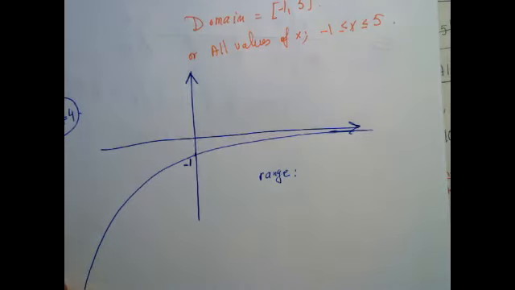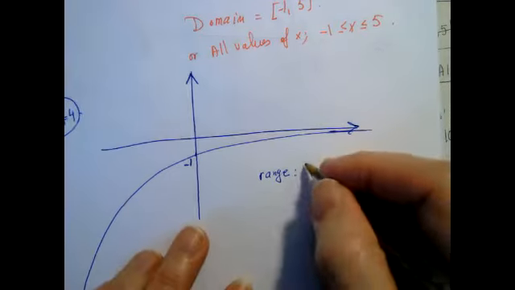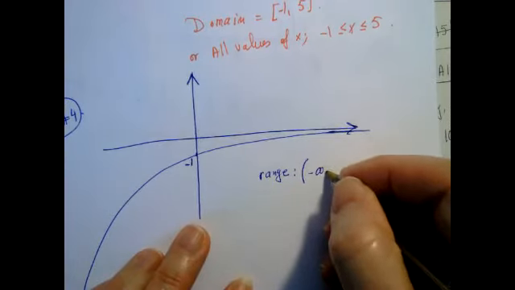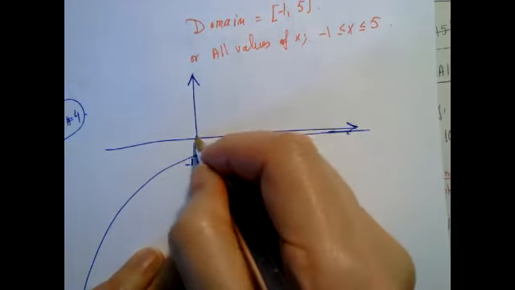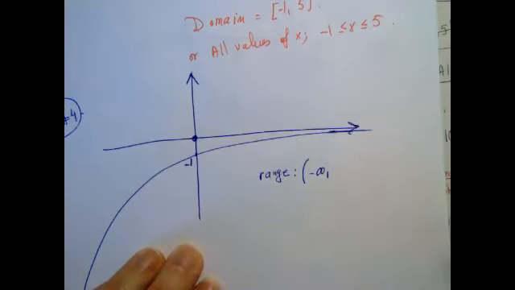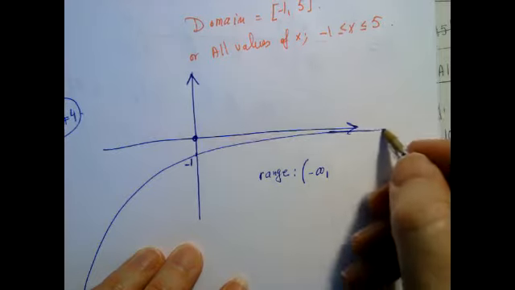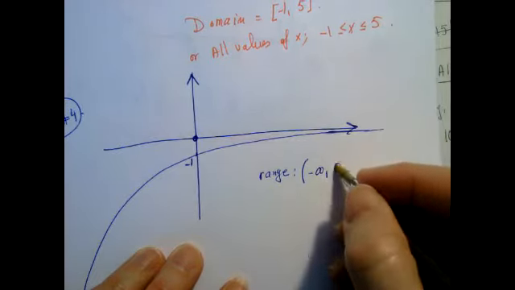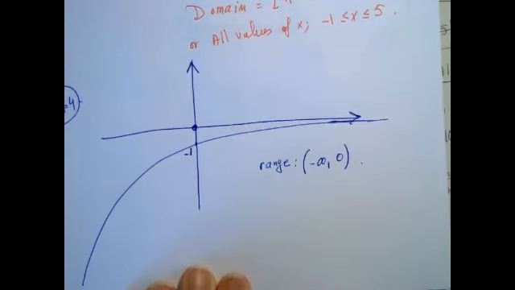So negative infinity to 1? No, negative infinity to 0. Okay, is 0 included, you think? No. Because is there any input whose output is 0? No, because my graph keeps going, never touches the x-axis. And you are absolutely correct.